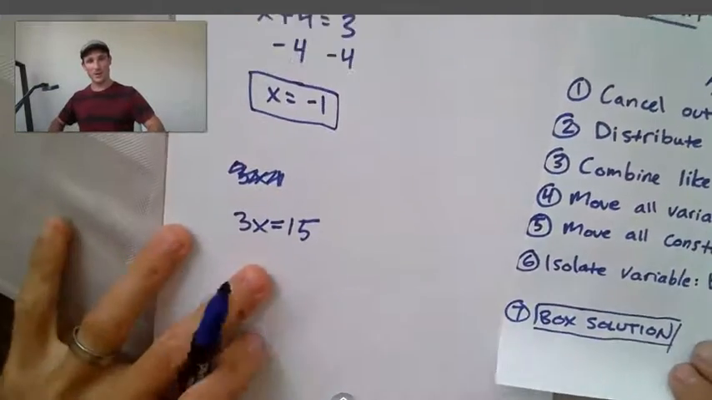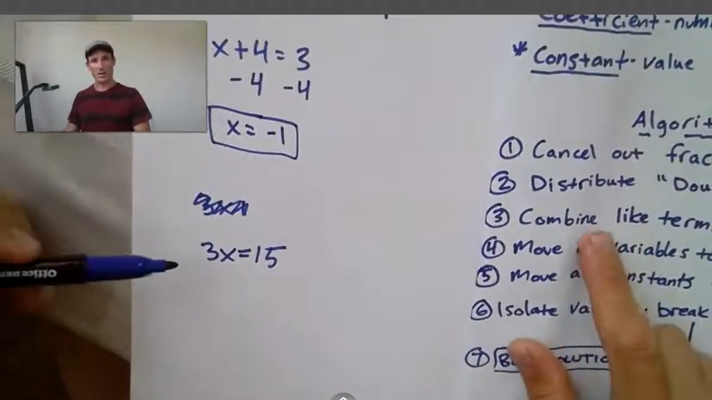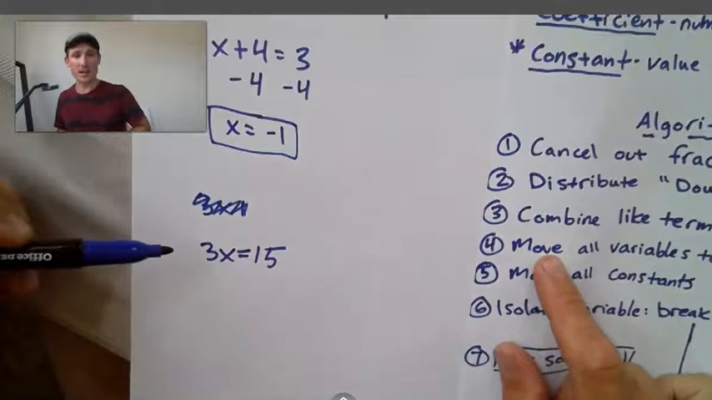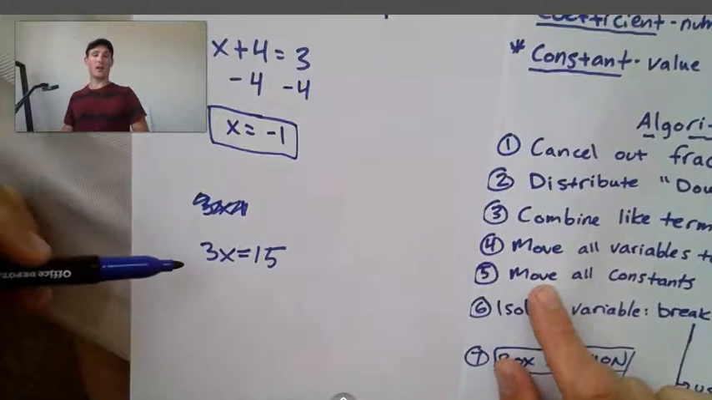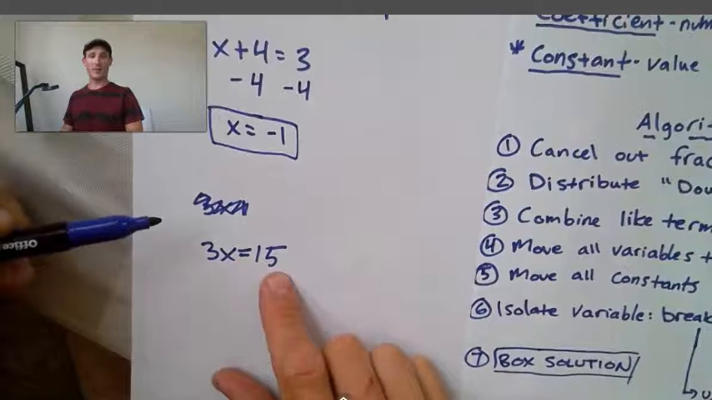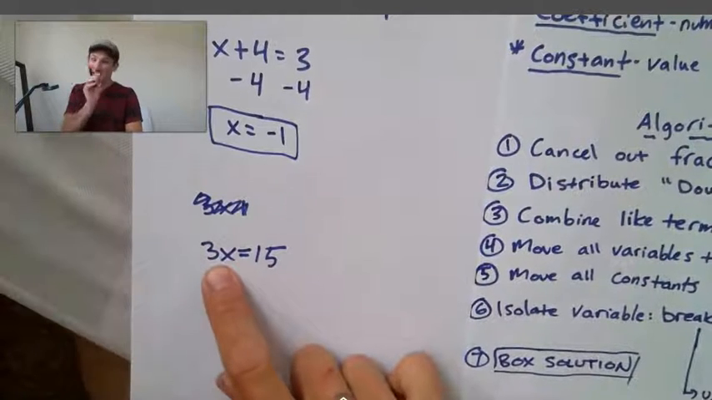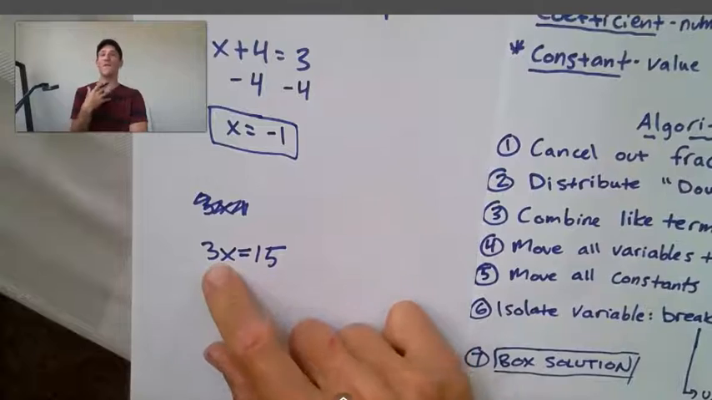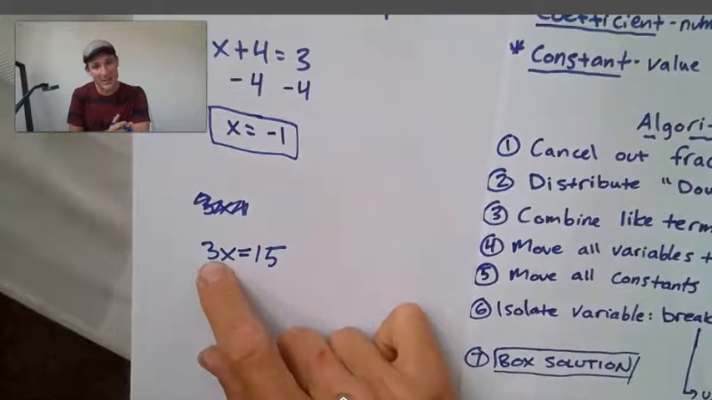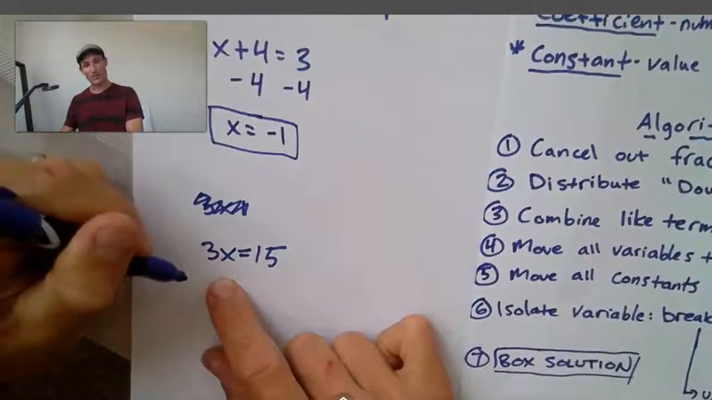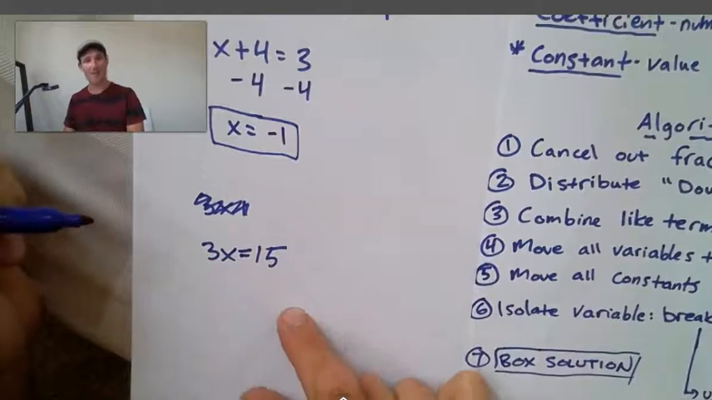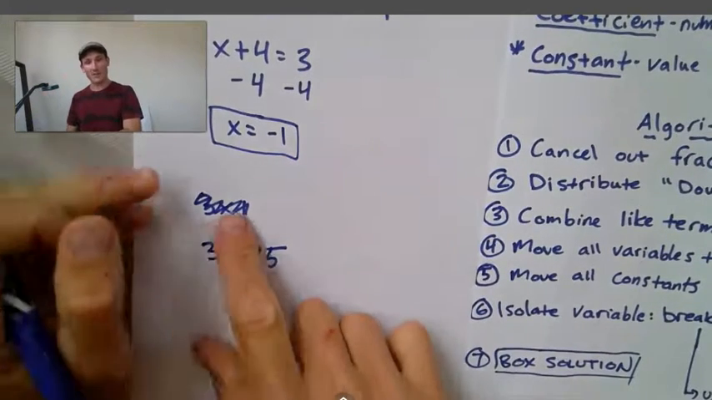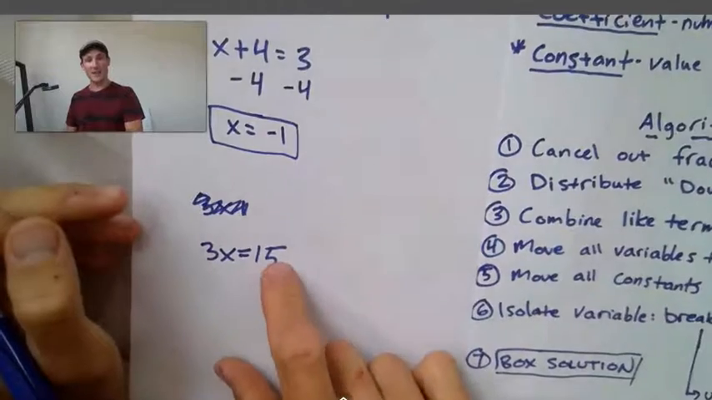3x equals 15. No fractions, no distribution, nothing to combine. All the variables are already on the left side. All the constants are already on the right side. Remember, this 3 is not a constant. Sorry, but it's another C word, right? It's a coefficient because right now it's attached to the x. If I try to subtract 3 from both sides, that x has to come with it because they're together. So all the constants, the 15 all by itself, that's fine.